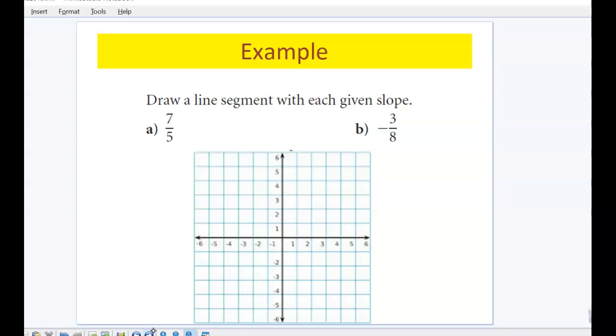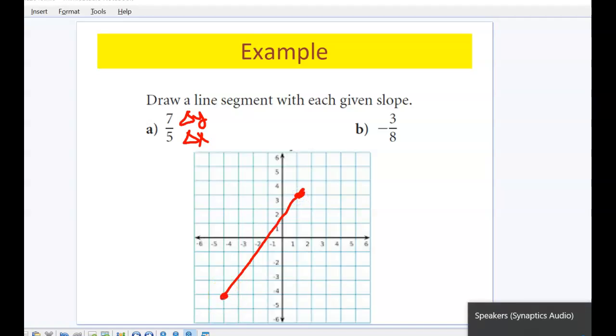Okay, we want to draw a line segment. First of all, it has a slope of 7/5, so we're going to start with any point down here. This is my rise, my change in y. This is my change in x. I'm going to go up 7 and over 5. And I'm going to join those two, and that would be my line segment with a slope of 7/5.